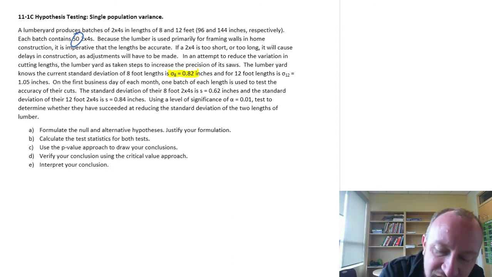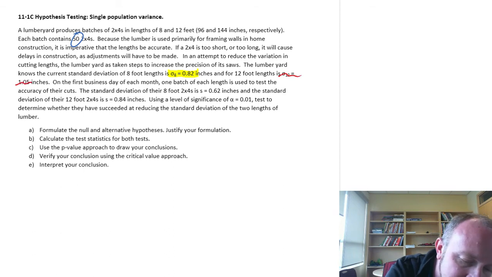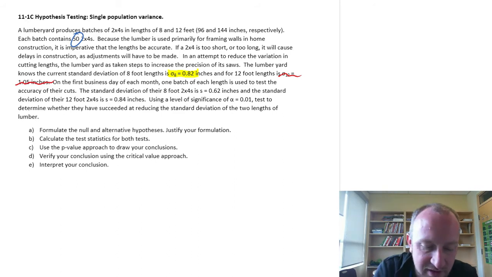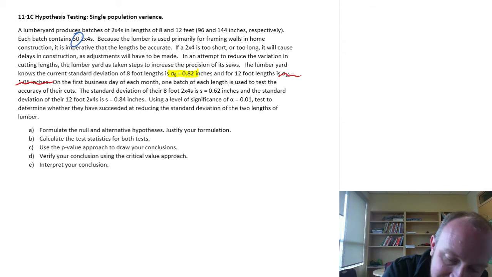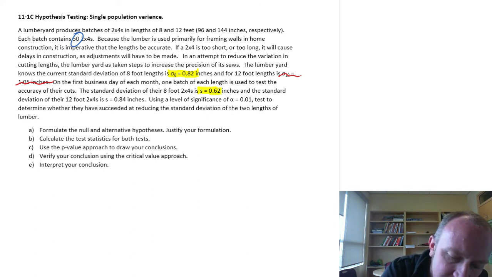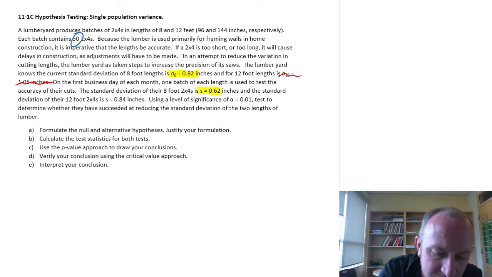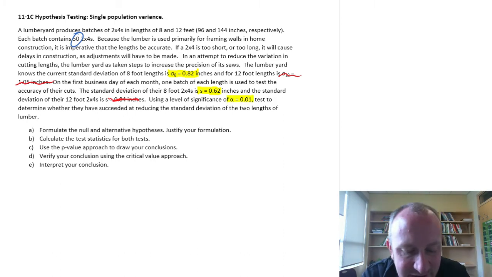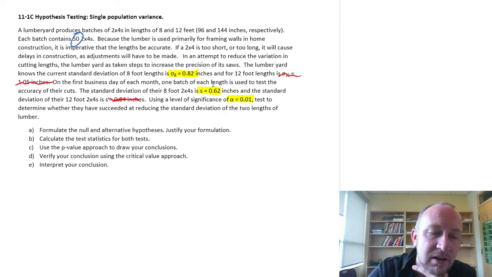Let's look at just the 8-foot lengths in this exercise. So I'm just going to scribble this out. On the first day of each month, one batch of each length is used to test the accuracy of their cuts. The sample standard deviation of the 8-foot length is 0.62 inches. And the 12-foot lengths, again, we'll just ignore this for now and we'll come back to it in another video. Using a level of significance of alpha 0.01, test to determine whether they have succeeded at reducing the standard deviation of their lumber.